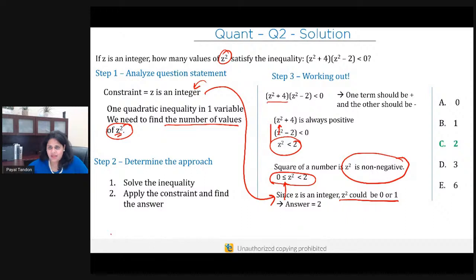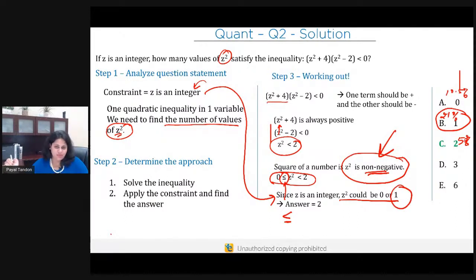Now, let me look at the stats. Choice C was selected by 57% of the class. So good job at that. Choice A, 10.5%. And choice B was actually 21%. So those of you who selected choice B, the mistake that you made was you did not consider z square as non-negative, okay? You did consider that z square is a positive number, but you didn't consider the equal to part of the less than or equal to sign here, which is why you thought that the only possible value is 1.